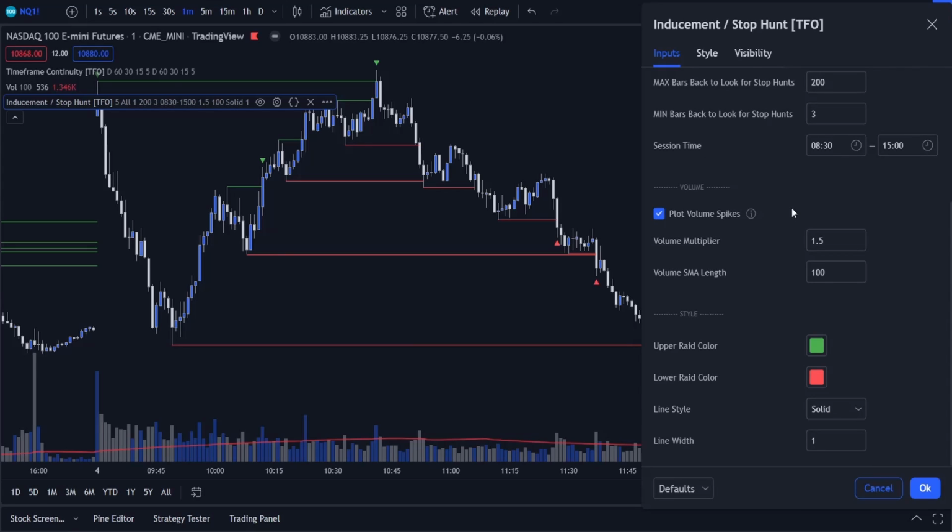And so for volume spikes, we're just looking at the candle that created the stop hunt, and we're looking to see if the volume of that candle was greater than this times the volume moving average. So you only see these arrows when the candle that broke the stop has a volume that's 1.5 times the moving average, which is this red line here. And then obviously this is just a style, so you could change how this looks.